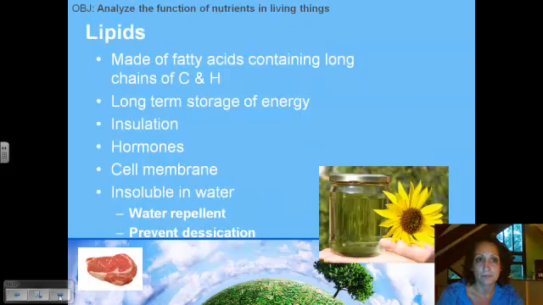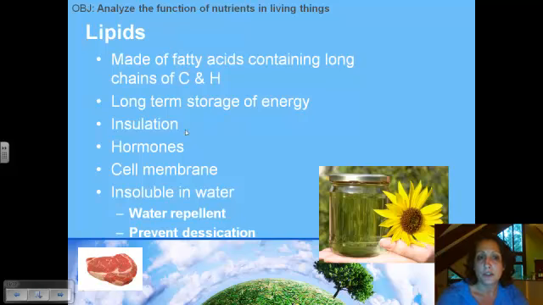Okay. The next class of organic molecules are the lipids. And the lipids are made up of fatty acids, and these fatty acids are long chains of carbon with hydrogen linked to all the carbons. And while our carbohydrates are our usable energy that we convert directly into ATP, our lipids are more of a long-term energy storage. So when you don't use up all the energy that your body has available to it, it takes it and puts it into long-term storage in the form of lipids or fat.